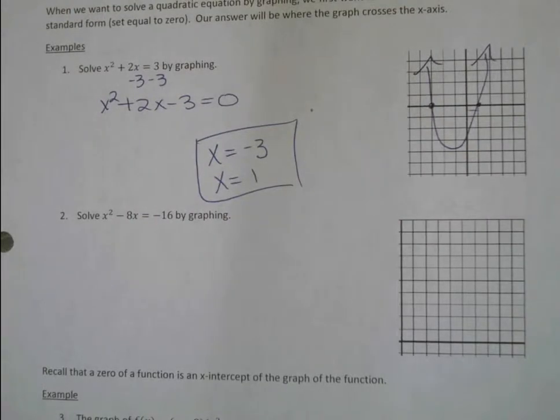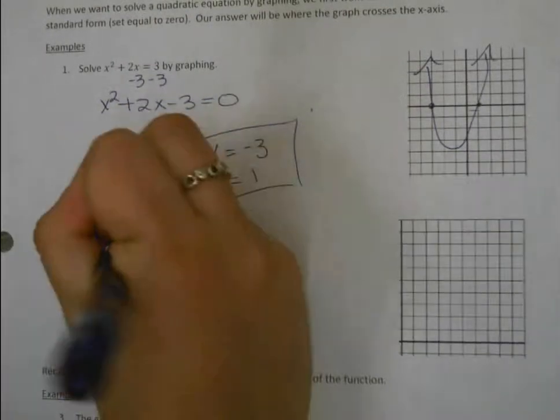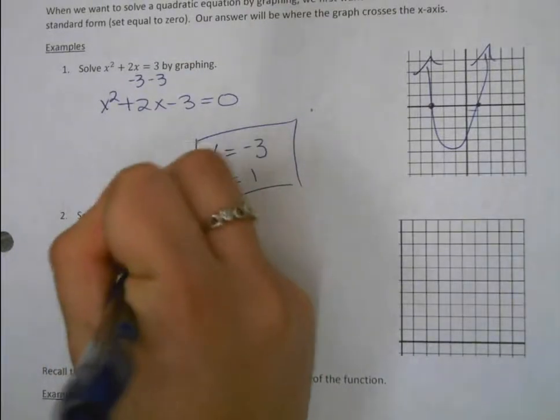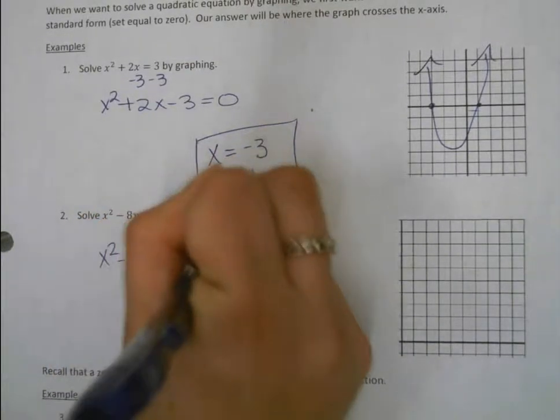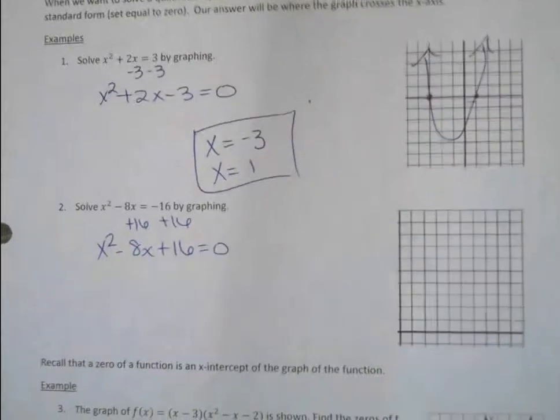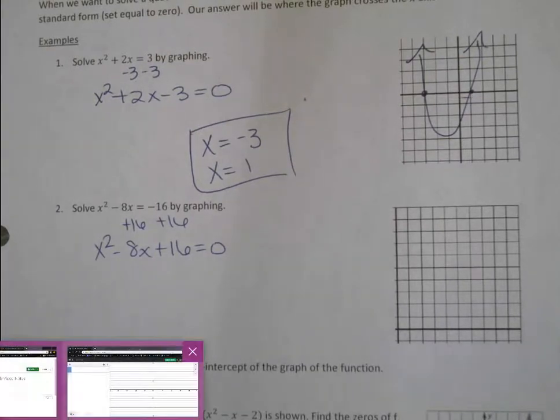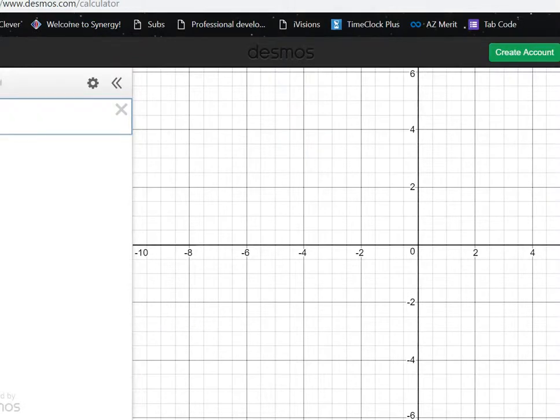Okay, so I want to do the same thing for number 2. I want to start off by getting it equal to 0. So I'm going to add 16 to both sides. And I get x squared minus 8x plus 16 equals 0. And then I just want to show you guys graphing this on Desmos, because on the AZ Merit, you can still use the graphing calculators if you like them, but you can also use their graphing calculator on AZ Merit, which also looks a lot like Desmos.